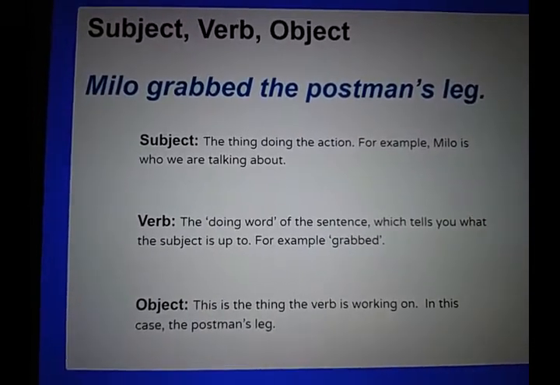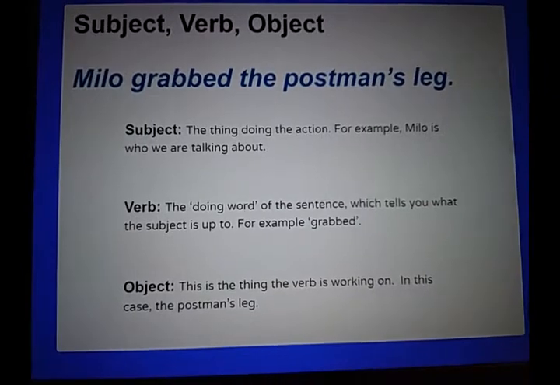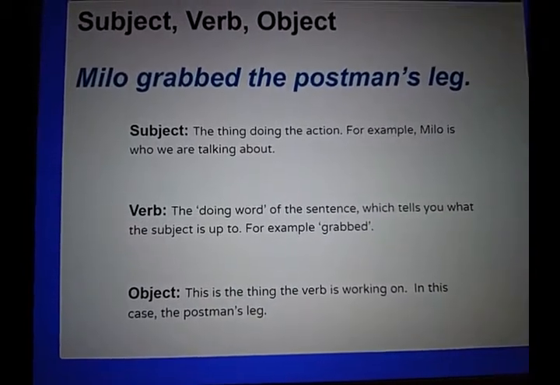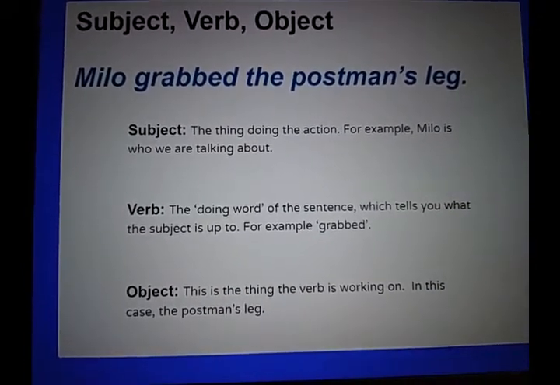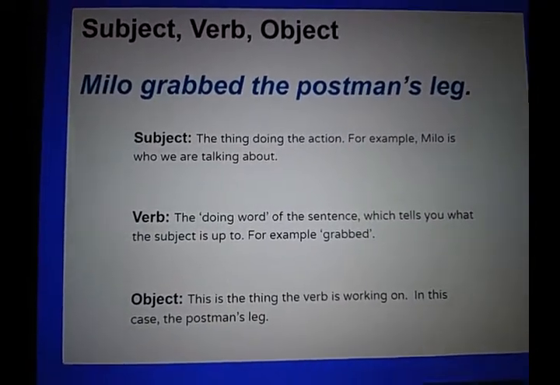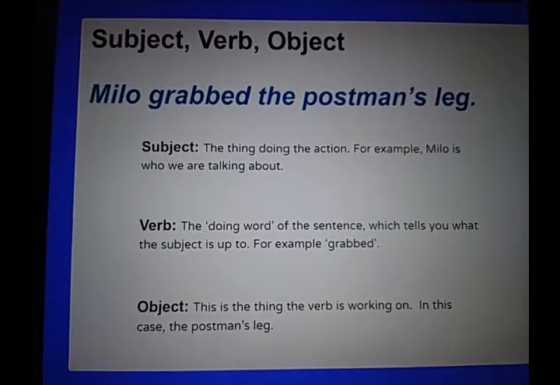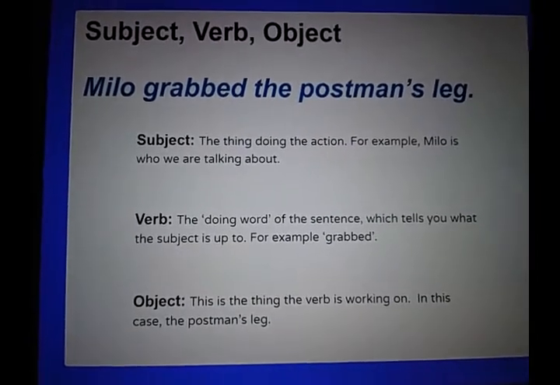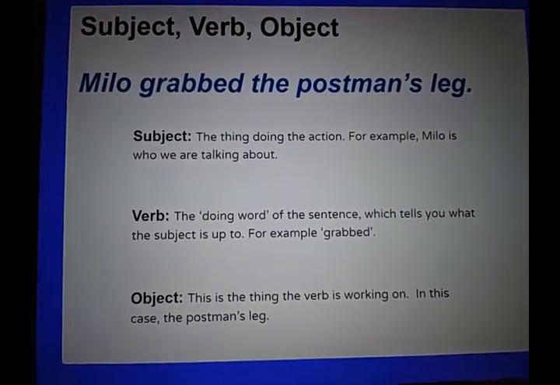So as we can see here, an object can be a noun or a noun phrase, in this case, postman's leg. It could also have been a pronoun, so it could have been Milo grabbed it, and the object would have been a pronoun. Similarly, the subject could have been a pronoun, it grabbed the postman's leg, and so on. Okay, so now we know what the subject, the verb, and an object is.